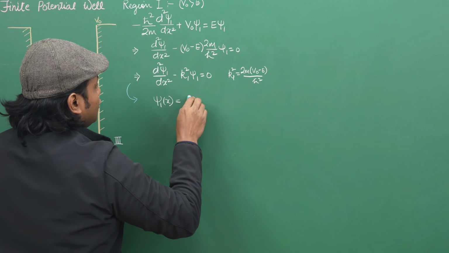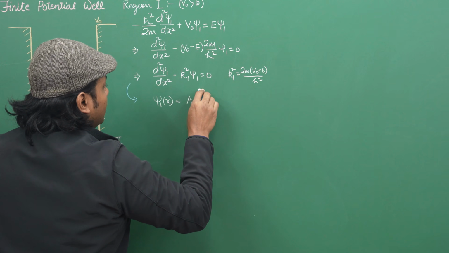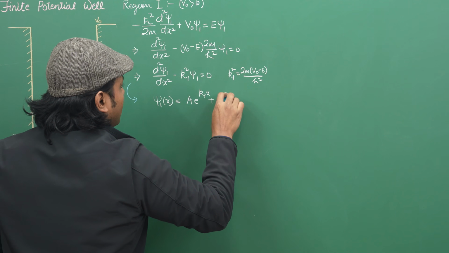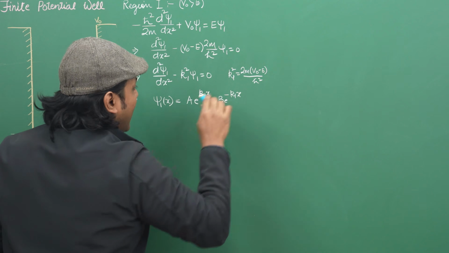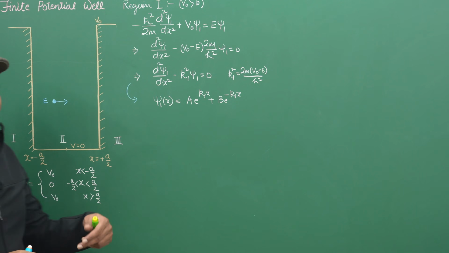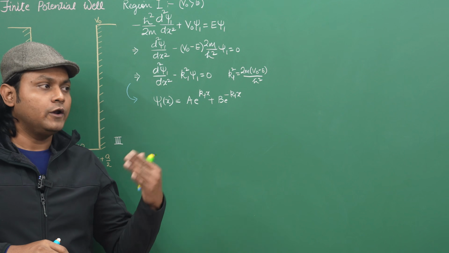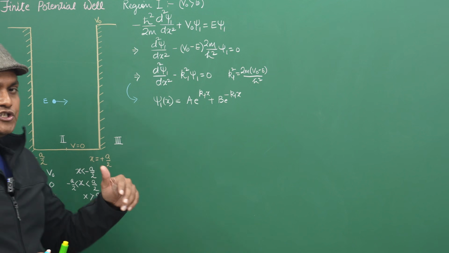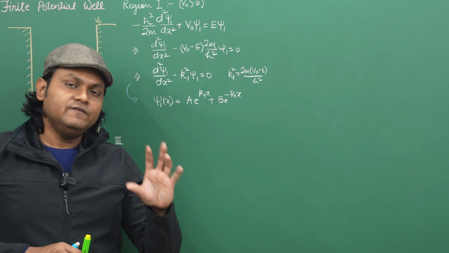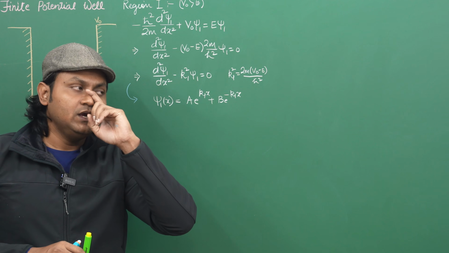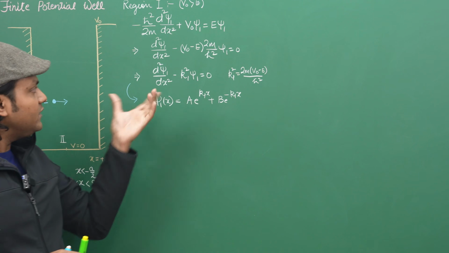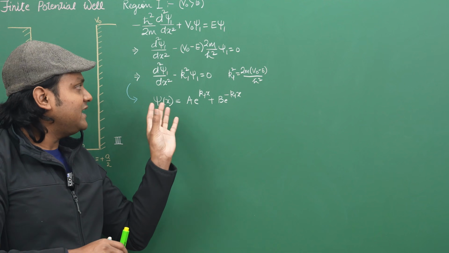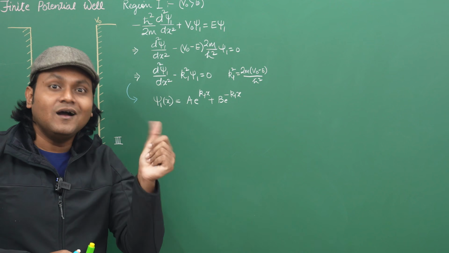Psi1(x) is equal to A e to the power k1x plus B e to the power minus k1x. Now, if you have seen my earlier video lectures where we discuss problems like step potential or tunneling or free particle, then you must have seen these kinds of differential equations over and over again. And if you want to study quantum mechanics, you must be familiar with some of these standard differential equations because you see them everywhere, and their solutions must be on the tip of your tongue all the time.